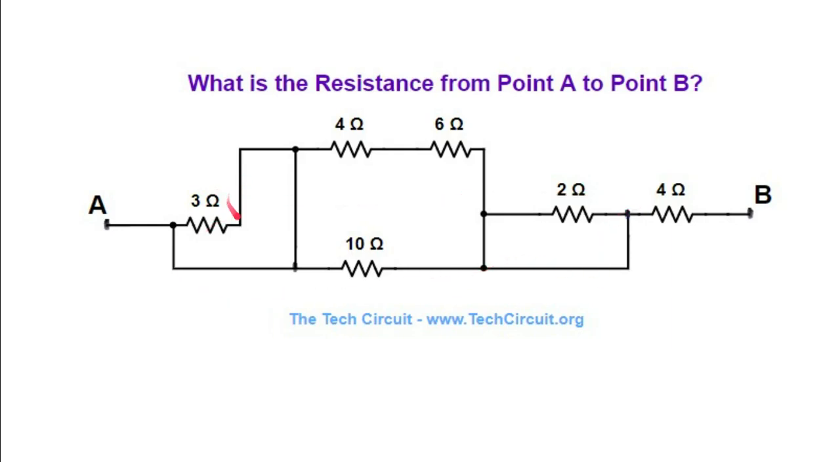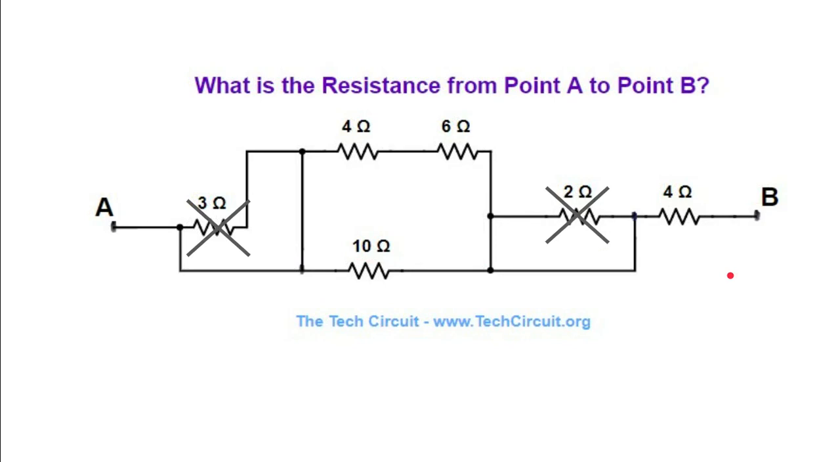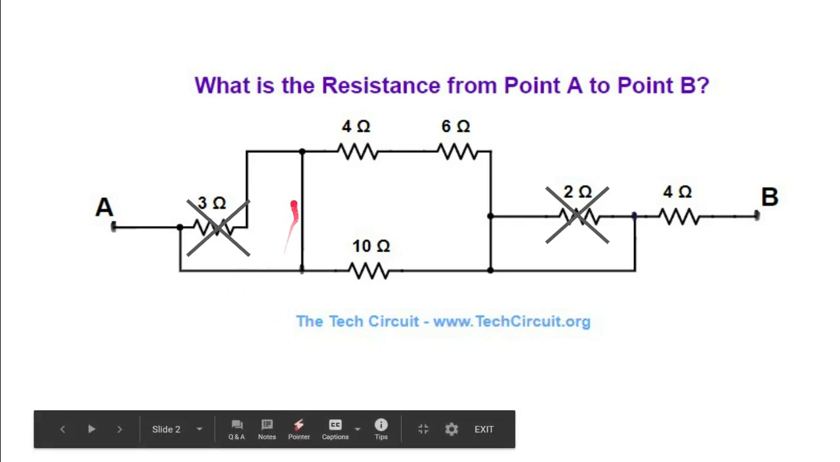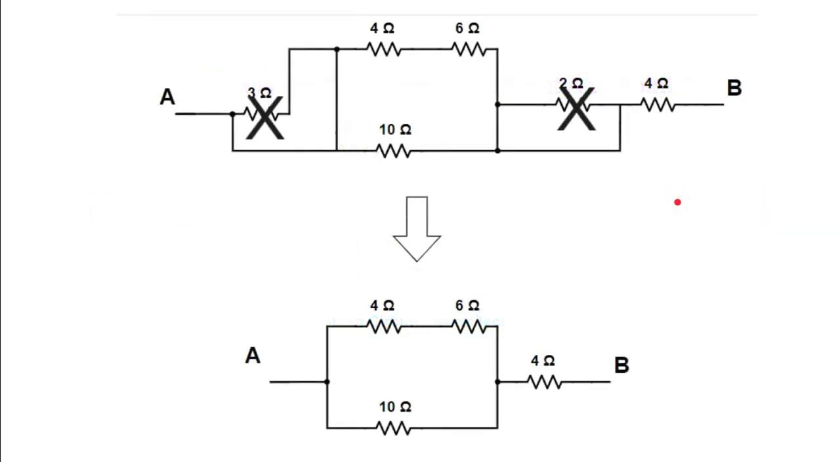First thing that jumps out to me in looking at this is this 3 ohm resistor and this 2 ohm resistor, well, they're shorted by a wire. So anytime that happens, those resistors go away, because current will favor the path of least resistance, and there's no less resistance than zero. So these resistors actually become irrelevant. So that leaves us with this here.